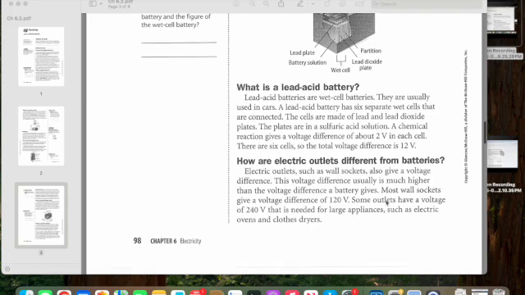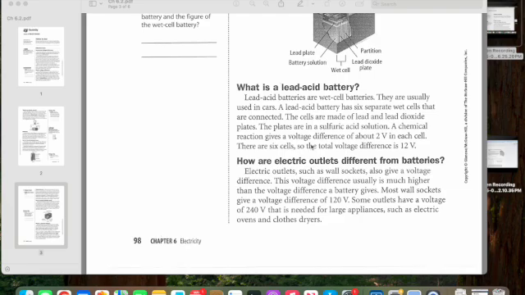What is a lead acid battery? Lead acid batteries are wet cell batteries, and they are usually used in cars. And we're going to highlight those two sentences. A lead acid battery has 6 separate wet cells that are connected. The cells are made of lead and lead dioxide plates. The plates are in a sulfuric acid solution. A chemical reaction gives a voltage difference of about 2 volts in each cell.